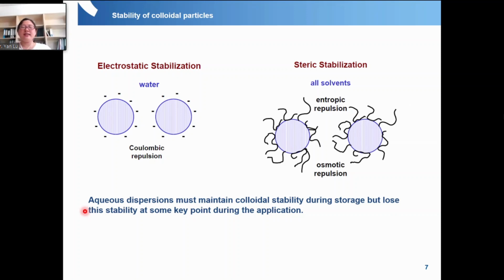Here, of course, stabilization is very important during the storage. But in some applications, actually you do not need a stable particle. And this depends on the application. So in some cases, you should also use this principle to destroy the stabilization of the system. So it's always two sides, not only stabilize, but in some applications, you need to destroy such an imbalance, the interaction balance.